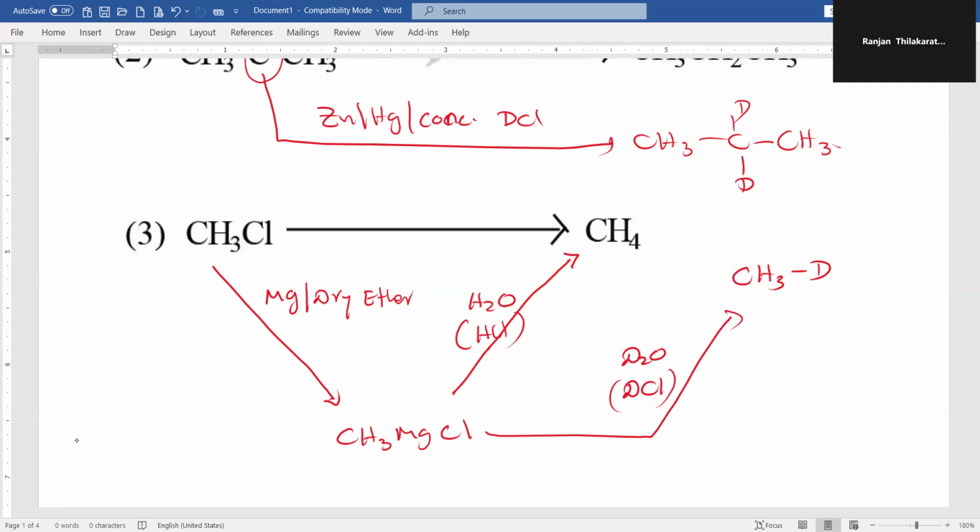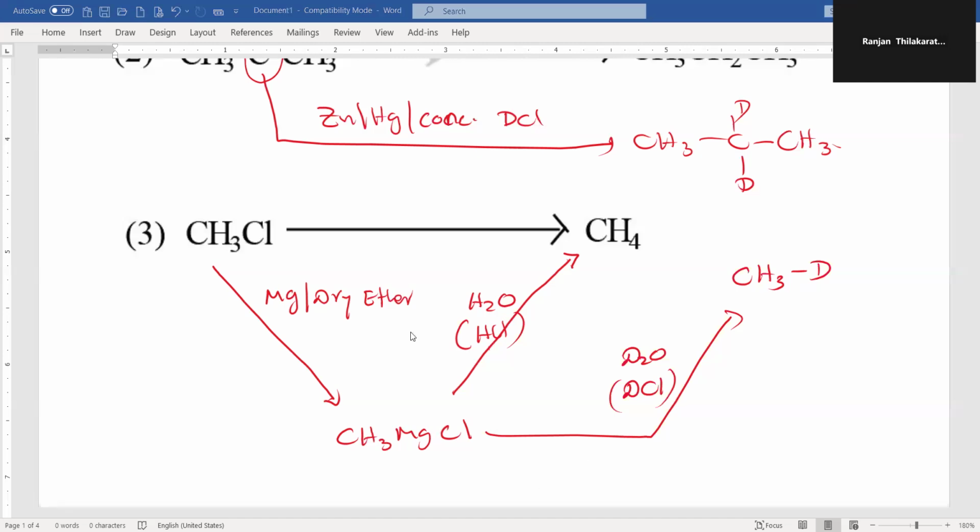This DCl must be pure or dissolved in D2O, not in HCl. If you dissolve that in water, the normal water, that means H2O, there may be some having CH4 and some may be CH3D. Maybe a mixture of compounds, depending on the concentrations, amounts, and many factors will decide the product you obtain at the end.